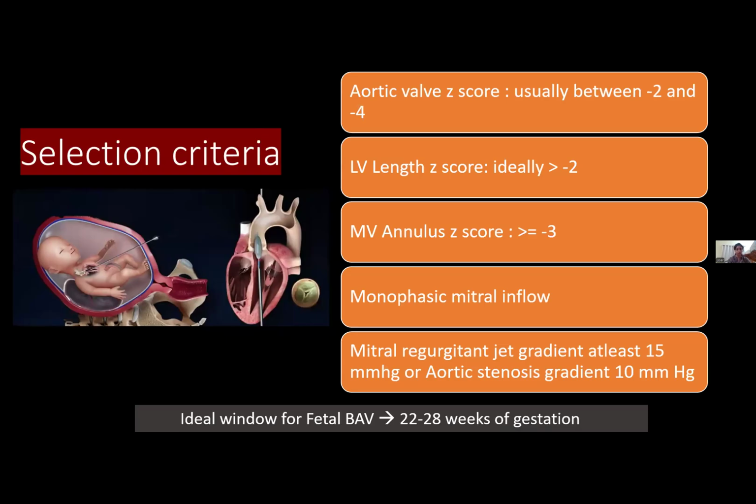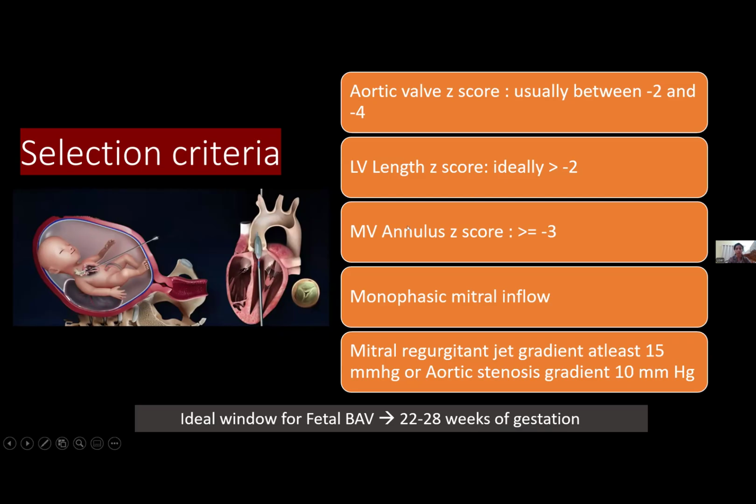Not all fetuses with critical aortic stenosis are candidates for fetal intervention. The ideal candidate is severe aortic stenosis with an evolving hypoplastic left heart syndrome, where left ventricular growth and function are still potentially salvageable. The selection is based on the combination of anatomic and hemodynamic criteria.